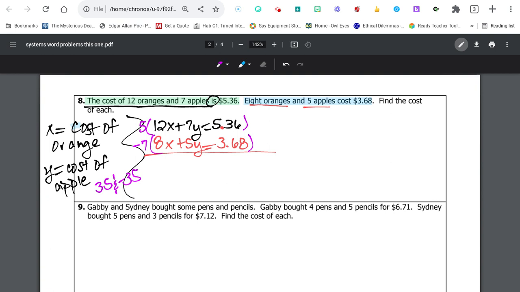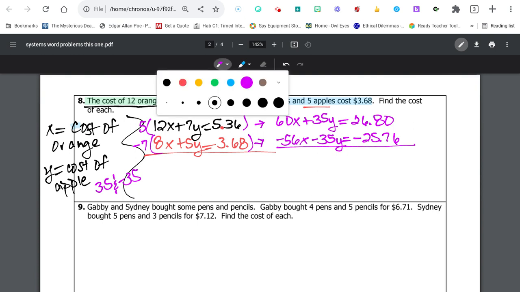Now, you may not have done it this way, but you should end up with the same answer. So let's multiply, or distribute, the 5. That's going to give me 60x plus 35y. I'm just distributing 5. And then what's $5.36 times 5? 26.80. And then here, that's going to give me negative 56x minus 35y. Now I just need to do $3.68 times 7. That's going to give me negative 25.76.